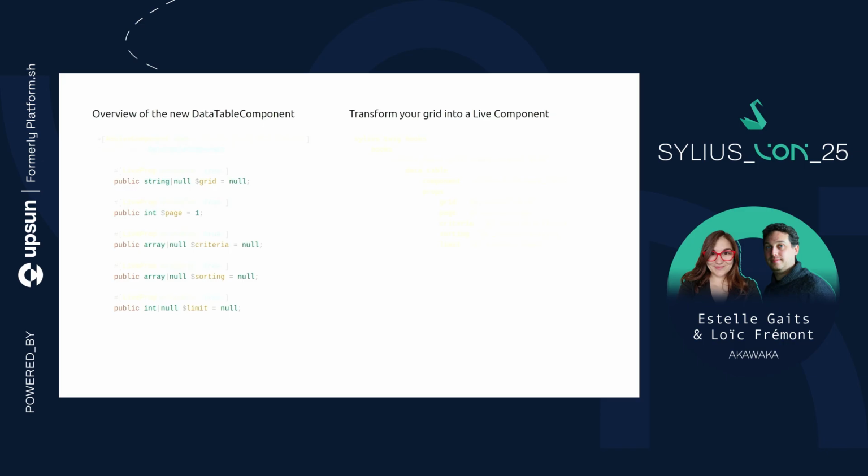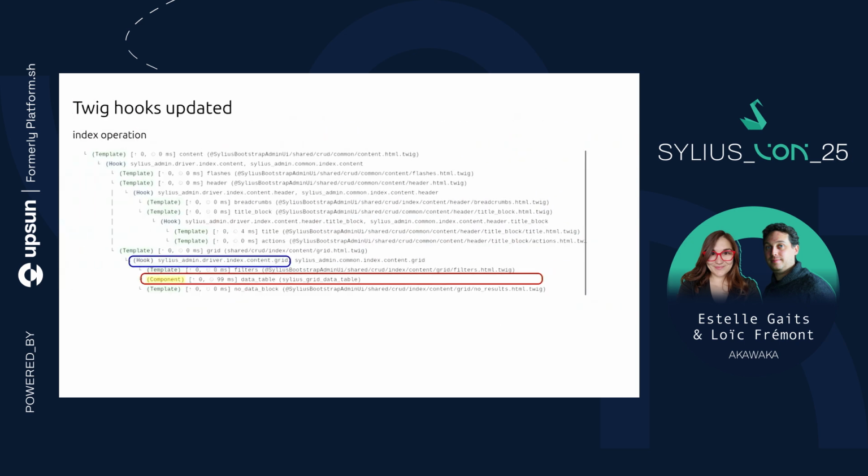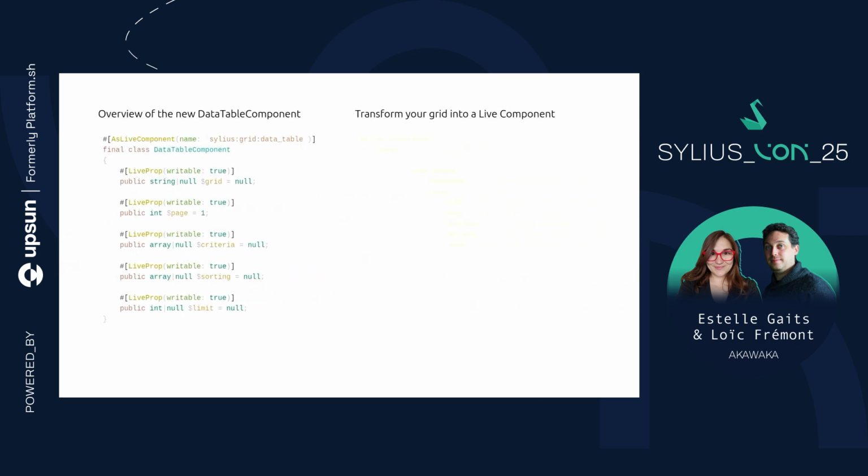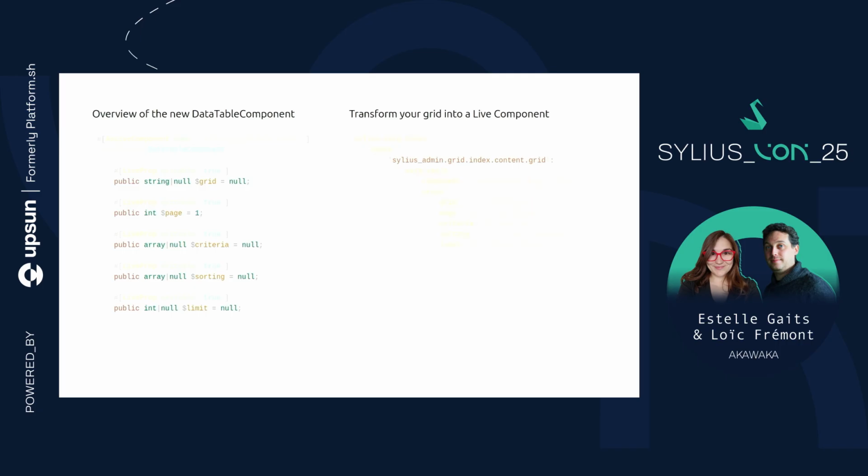Do you remember the hook name, sylius_admin.grid with just the before on the blue color? We just need to write it here and replace the data block with our component and pass the twig variables to our component. So it's very easy. We define all the props that are the twig template variables to pass to our grid.